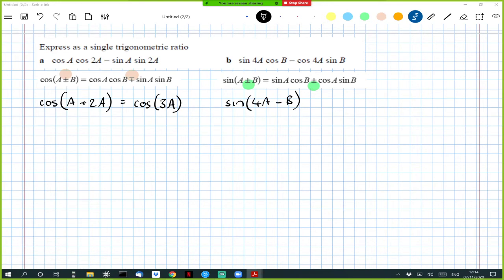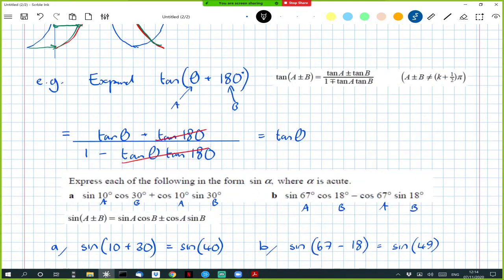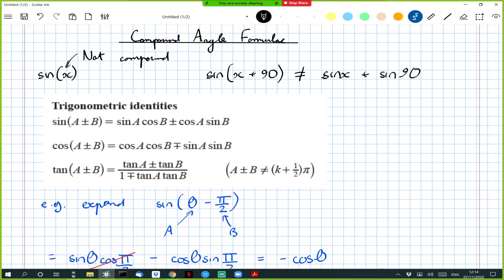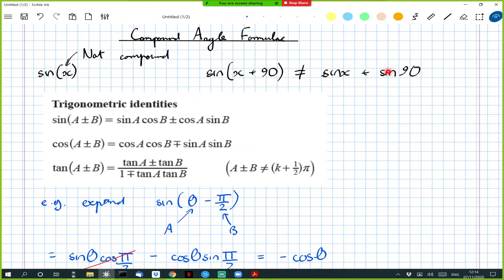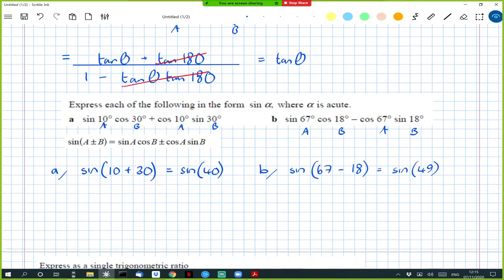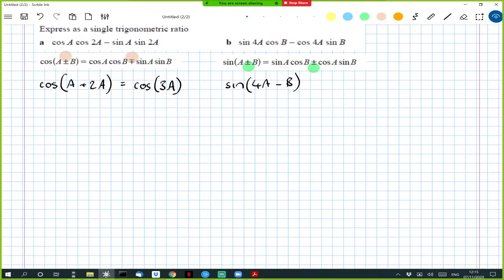So expanding angles, just be vigilant. When you're asked to expand angles, it's dead easy to forget and try and do something like that, but that's not the case. As I say, if you want to see the proof of this, I'll put on the lesson archive section a link to an animation that does prove them. But it's quite time consuming, so I'll leave you to do that in your own time.